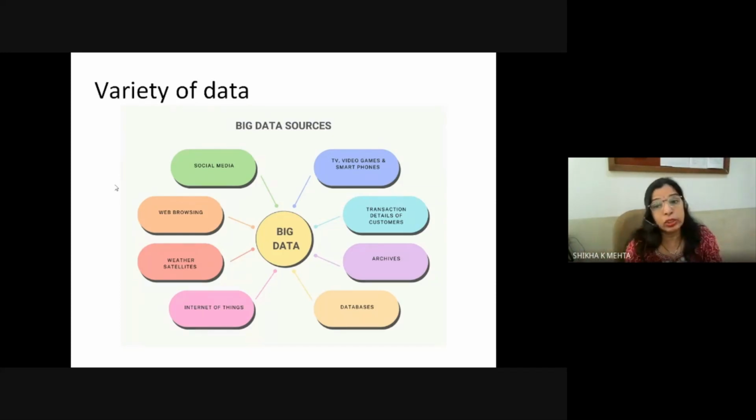Then there are transaction details of customers. We have archives, and log data generated at the back end. Then we have databases and cloud data centers. So a huge amount and variety of data is being generated. We have all kinds of data these days. On Facebook, we can upload photos; on YouTube, we have totally videos; on Instagram, it is totally dependent upon images. So how to handle all kinds of data?